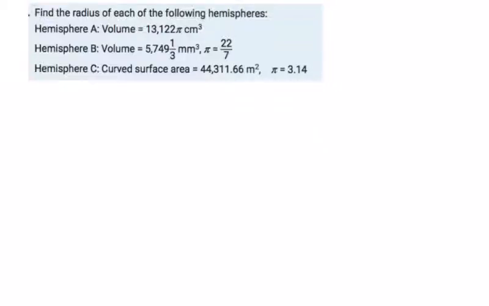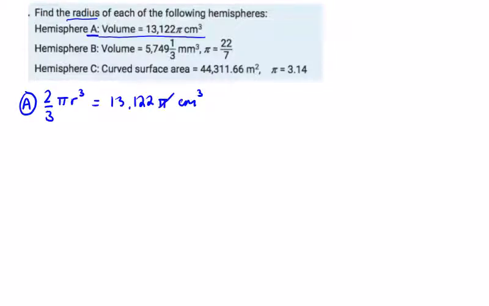So another one of these videos where we have to find r given the volume. This time it's a hemisphere. So we've 2/3 pi r cubed for a hemisphere A is equal to 13122 pi. Cm cubed are the units, so we can cancel our pi's or divide by pi.